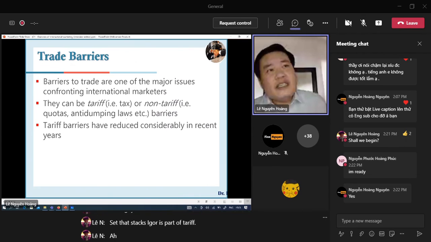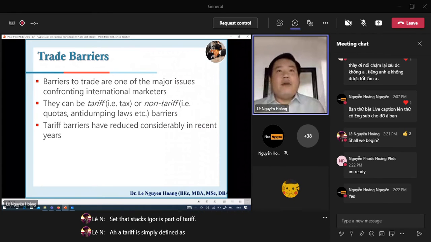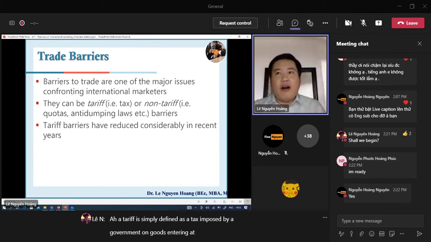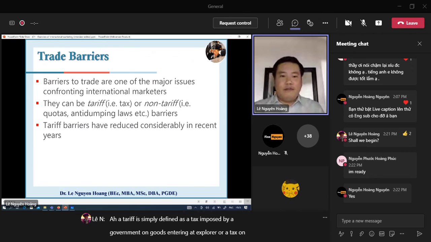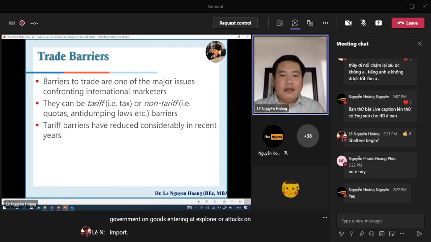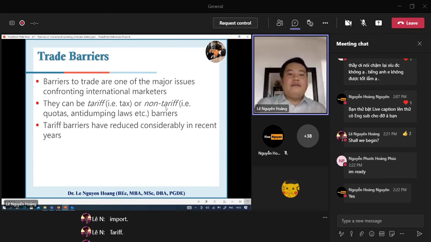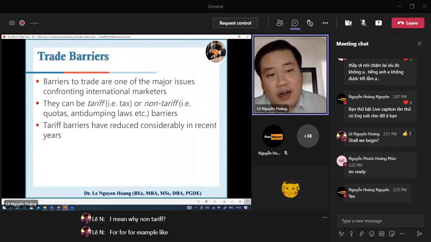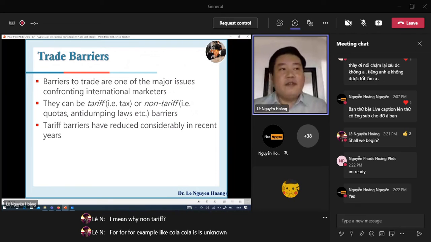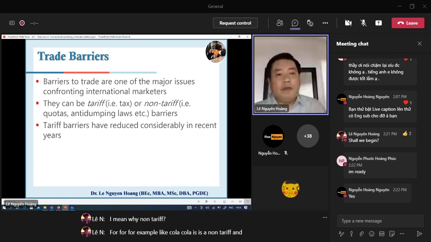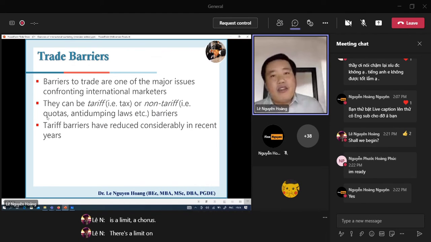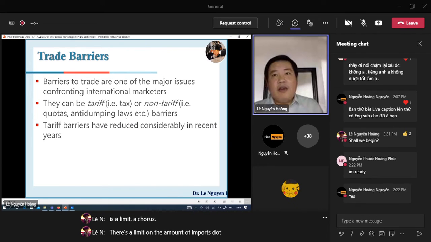A tariff is simply defined as a tax imposed by a government on goods entering at its port, or a tax on import. Meanwhile, non-tariff, for example, quota is non-tariff, and a quota is a limit. A quota is a limit on the amount of imports that can be brought into a particular country.